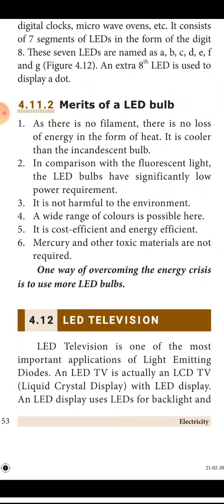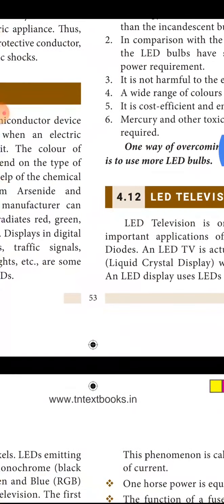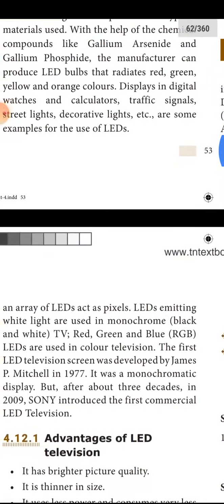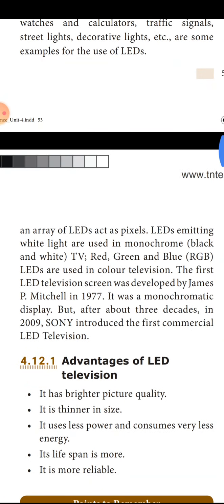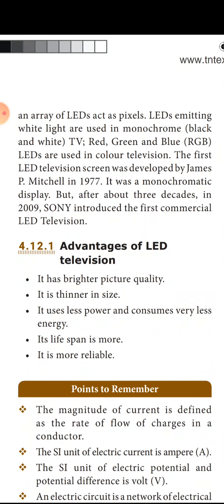LED television. There are two types of televisions, one is LED and the other LCD. LED is light emitting diode, I already said. LCD is liquid crystal display. At first, only monochromatic TV was found. What is mono? Single chromatic color, a single color television. Then after 3 decades we got the first commercial television. What are the advantages of it? Bright picture, thinner in size, less power consumption, longer lifespan and more reliable.